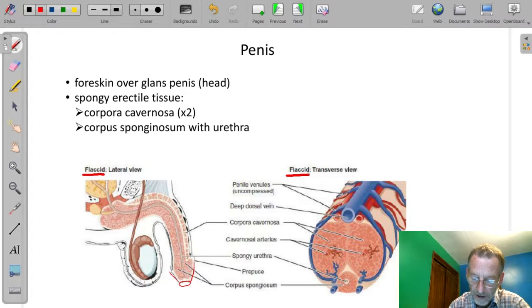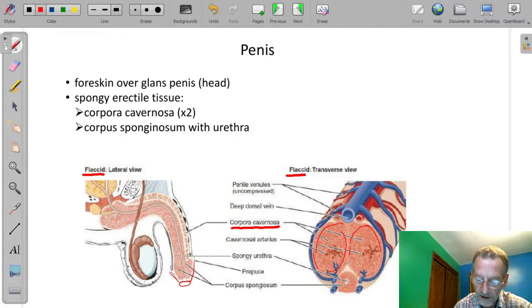And in cross-section, there are 2 of these corpora cavernosa. So again, corpora is plural, as is cavernosa. One of those would be a single corpus cavernosum. So not a big deal. But those are the corpora cavernosa. There are 2 of them, dorsal and parallel to each other.